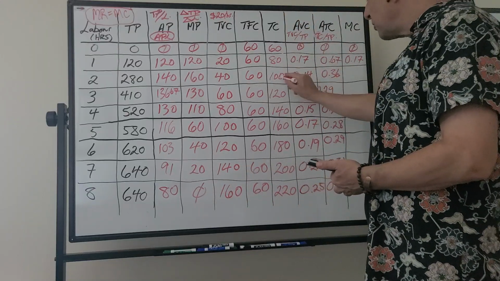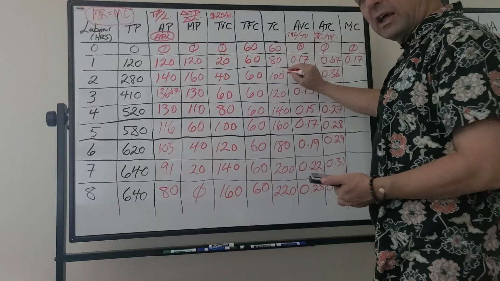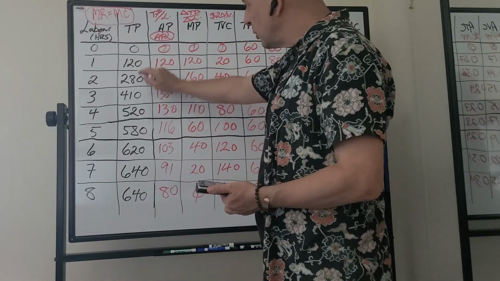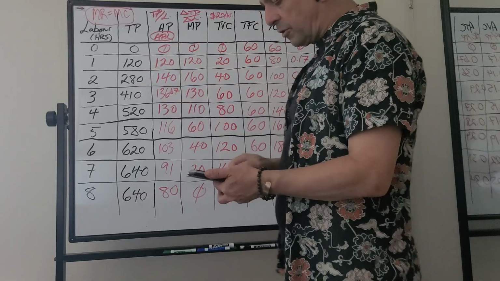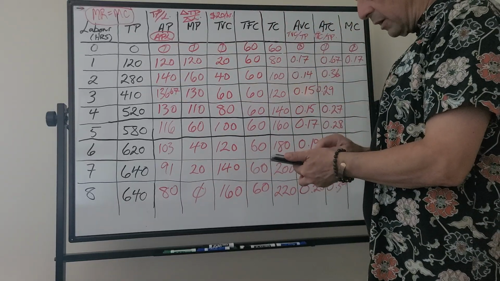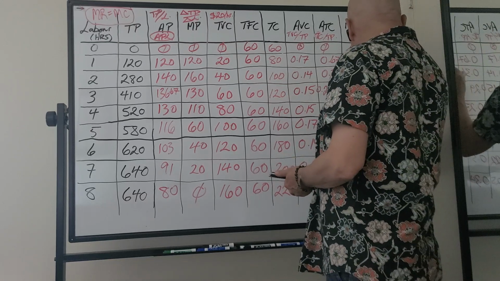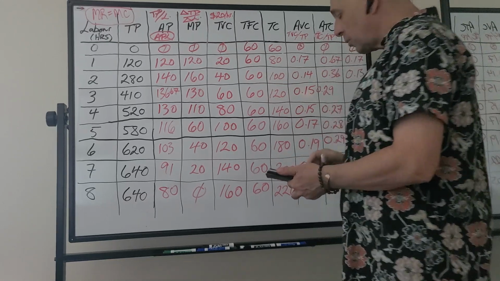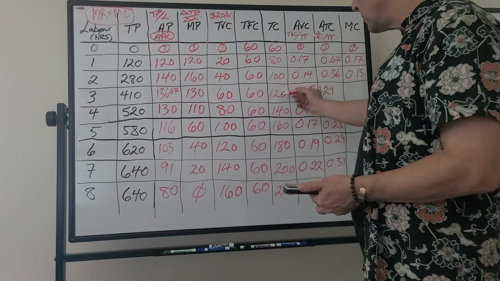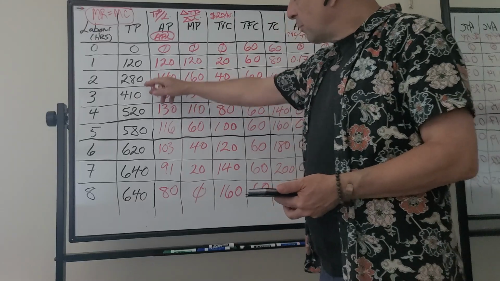Let's see what the change in total cost is here. It's 80 to 100, so we've incurred $20 of additional cost in order to produce, from 120 to 280, that's 160. So we've got 20 divided by 160 equals 12.5 or 0.13. Okay. Now we're going to keep going down the line. An additional 20 to get, what is 410 minus 280?